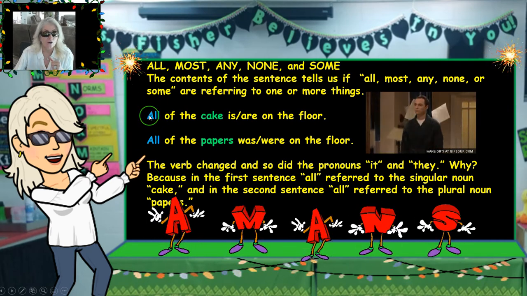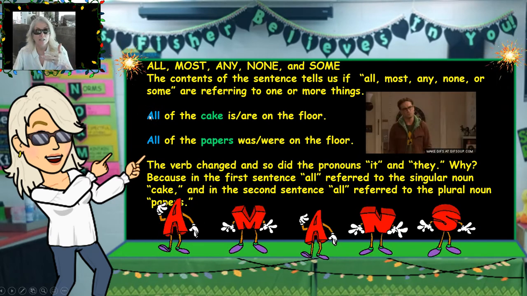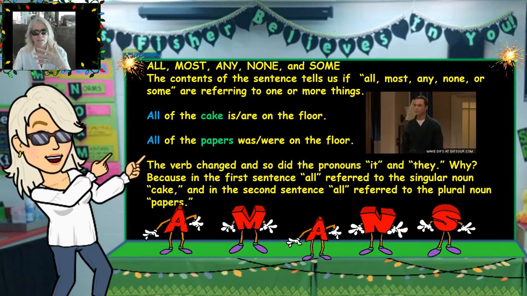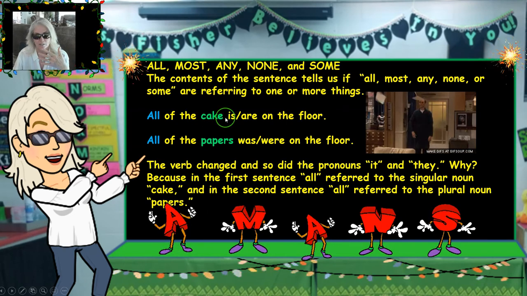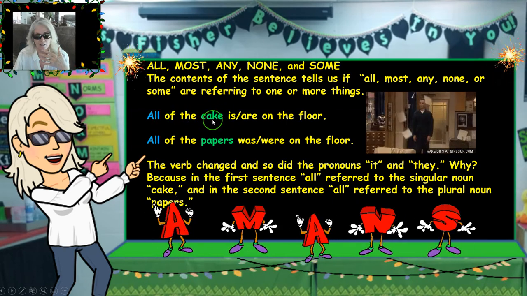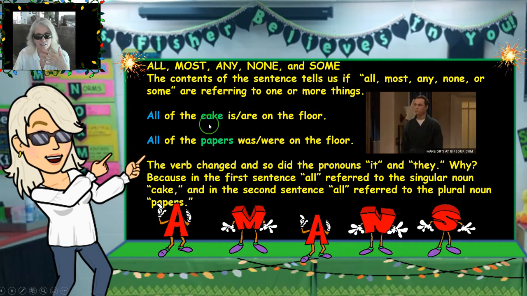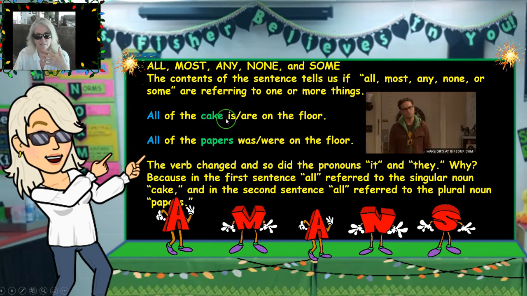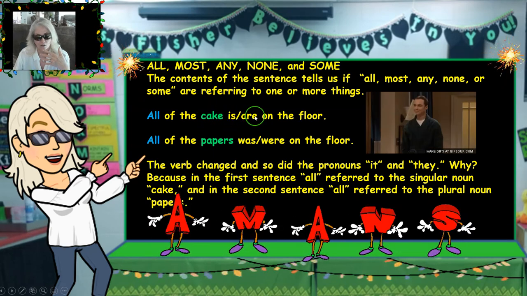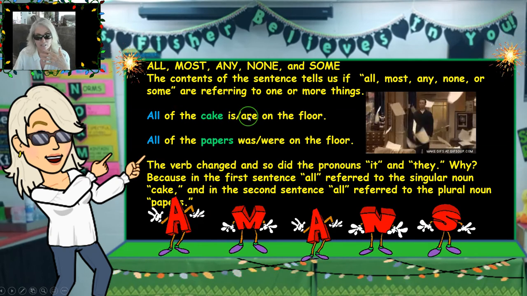When it was each, one, body, no one, someone. But now it says all. So now we look at our list and go, almost, any, none, and some. Oh yes, it's on that list. That means I have to look at the object of the preposition. And cake is singular, so I call it an it. I would say it is, not it are. All of the cake is on the floor.